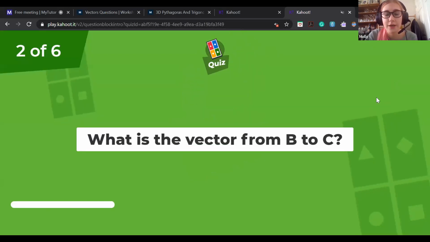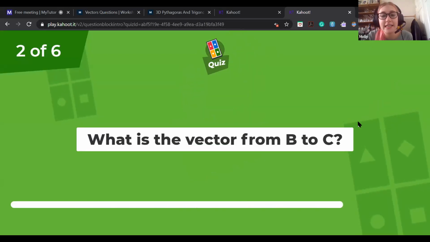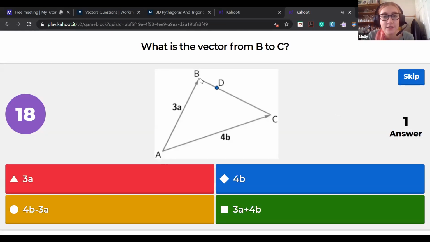Okay, next question. We're going to have a diagram, and we want to know what the vector is from B to C. So from the point B down to C. So ignore that point D. That's just there for a different part of that question that I copied. So give it a go. Remember to think about the negatives. Which way across the lines are we going?